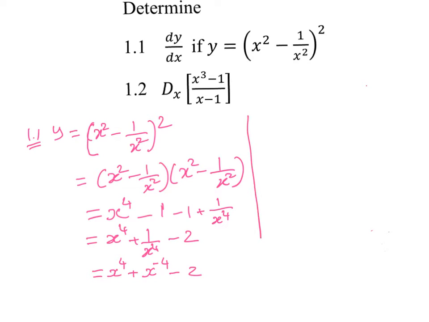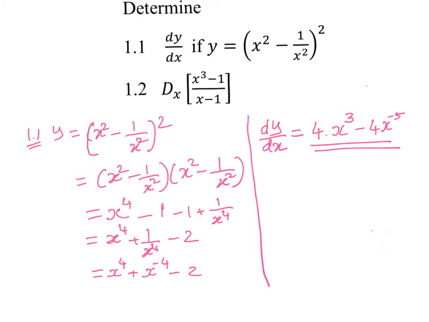Now I will start the differentiation using the power rule. So dy over dx is equal to, be careful of the notation. Now I apply the differentiation rule. So x to the power of 4, I bring the power to the coefficient, and reduce the exponent, which gives 4x cubed. Then x to the power of negative 4, reduce: negative 4 times x to the power of negative 4 minus 1, which is negative 5, and of course the constant becomes 0. So that's how I differentiate my first question.